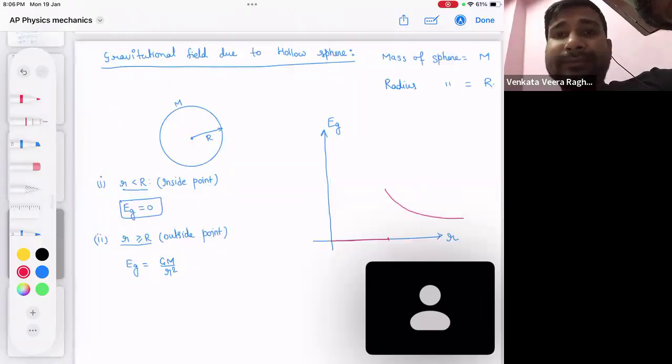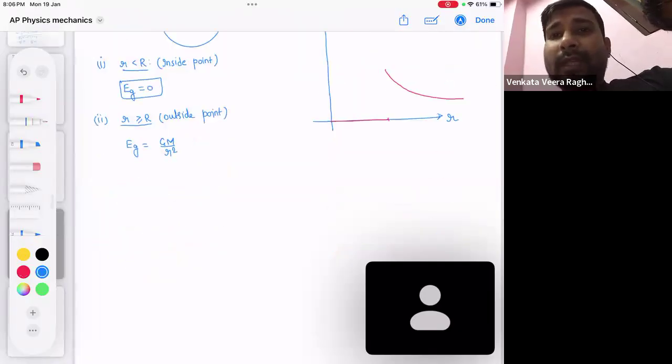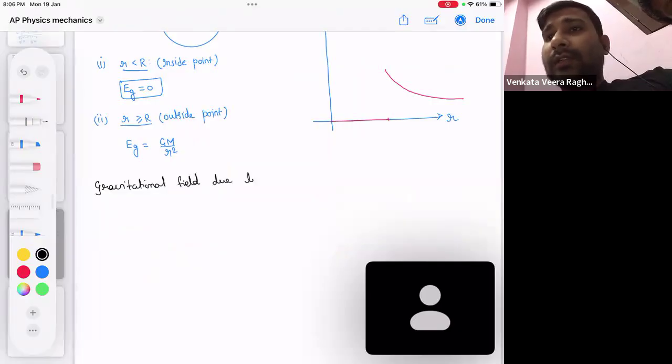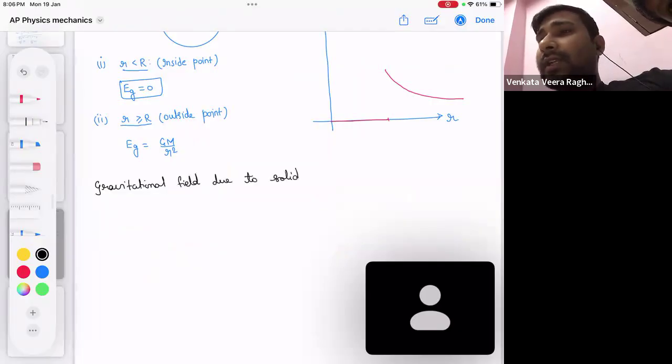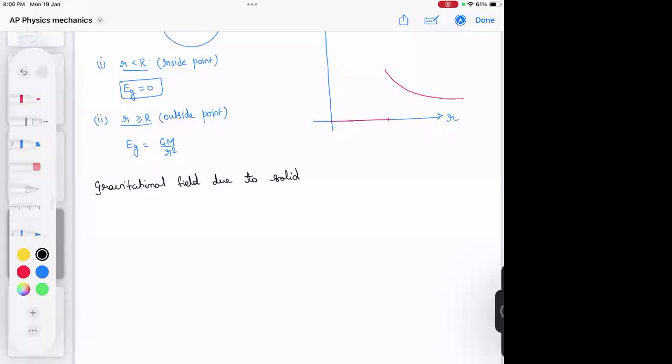If you want to calculate due to a solid sphere, what will come? The gravitational field due to a solid sphere: solid sphere means the mass is uniformly distributed. So again, we will calculate at 2 points.